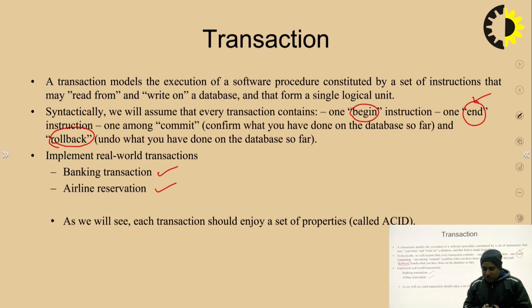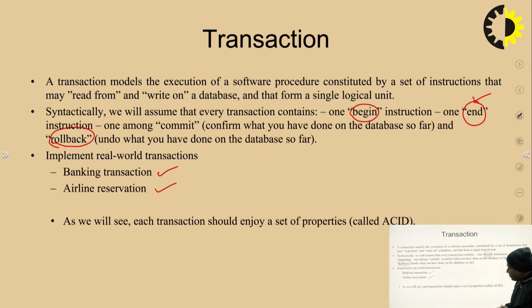We can also take the example of airline reservation. In airline reservation, we go through the reservation system, check the availability of the tickets, and we perform the financial transaction for booking a ticket. After the successful commitment of this transaction, you confirm your ticket as well.